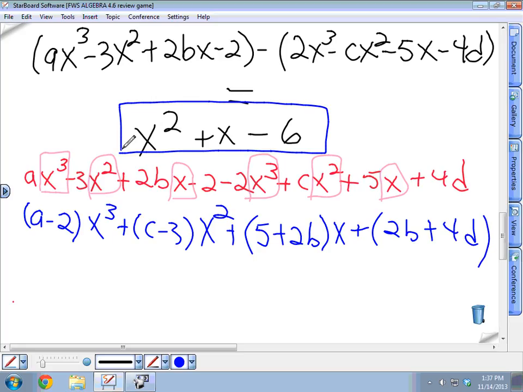So, notice here that we have no x cubed term. We have none. So, in order for these to be equal, this x cubed has to be 0. Okay? So, what value of a will make this 0, Jared? Okay. I'm sorry? 2. Okay.